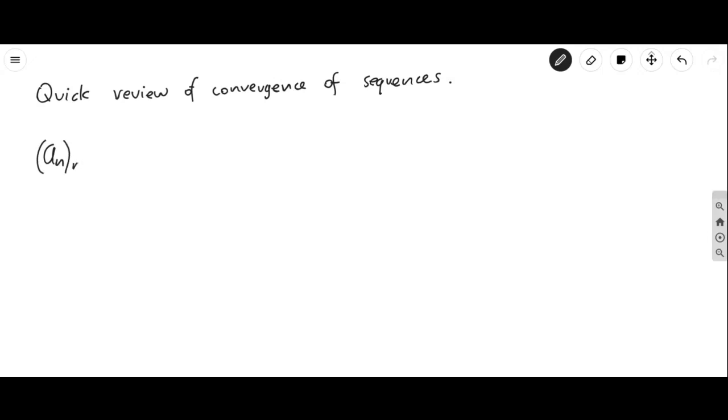In order to understand the proof of the two different laws of large numbers, how one implies the other, we need to do a quick review of convergence of sequences, something that you do in advanced calculus. We have a sequence of real numbers, does not matter where it starts, and the arrow here means converges to some number a. What does this mean?